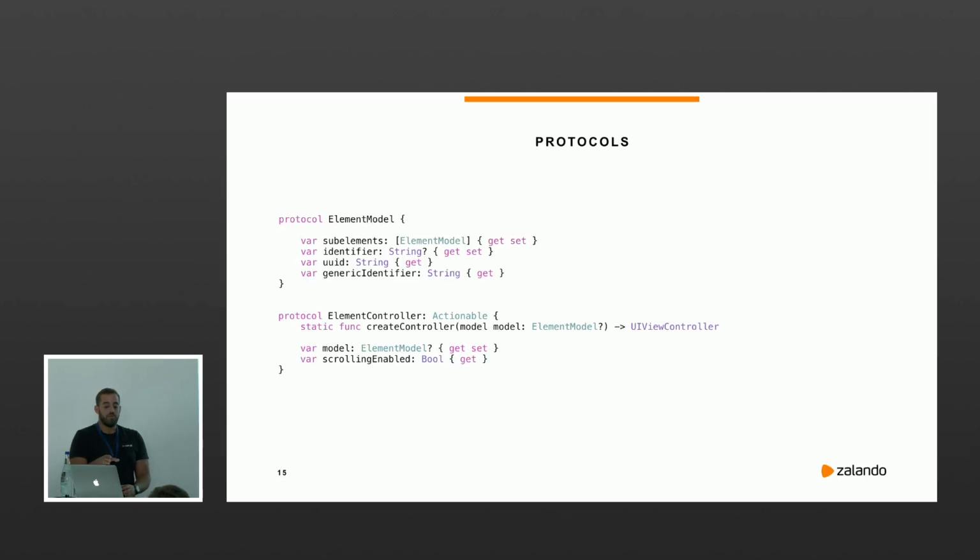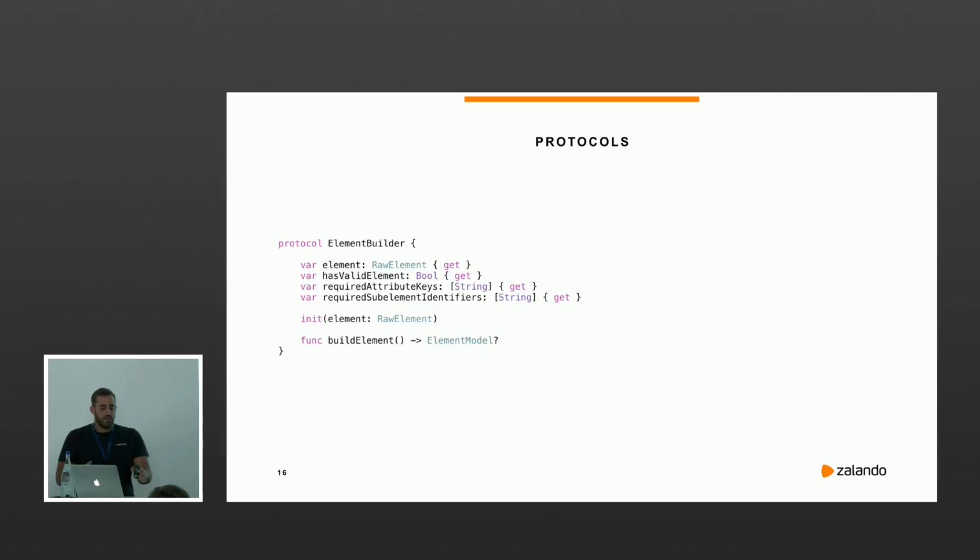But because the element model and controller were protocols from day one, we were able to move from one architecture to the next, one implementation to the next, and keep these on the side without having to change them every time. If they were subclasses, they would have first been subclasses of UI table view cells, for example, and then subclasses of UI views. So we would have had to change them a lot, but keeping them as protocols abstracted the whole implementation quite well.